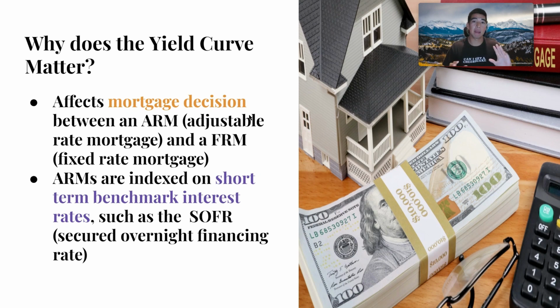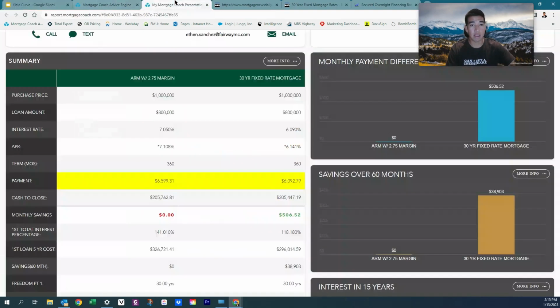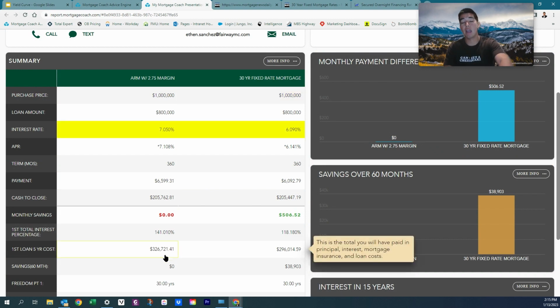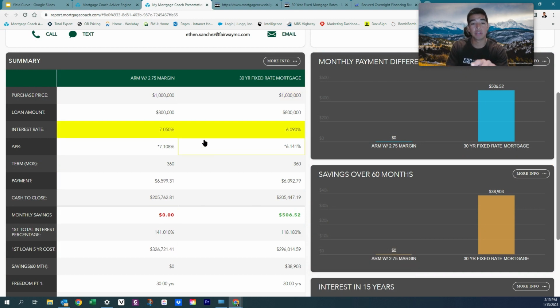So when I mentioned, I'm actually going to show you an example here. This is basically the same loan, $1 million purchase price, 20% down. These rates that I got here, I want to tell you how I got this. So for the ARM, we have 7.05%.